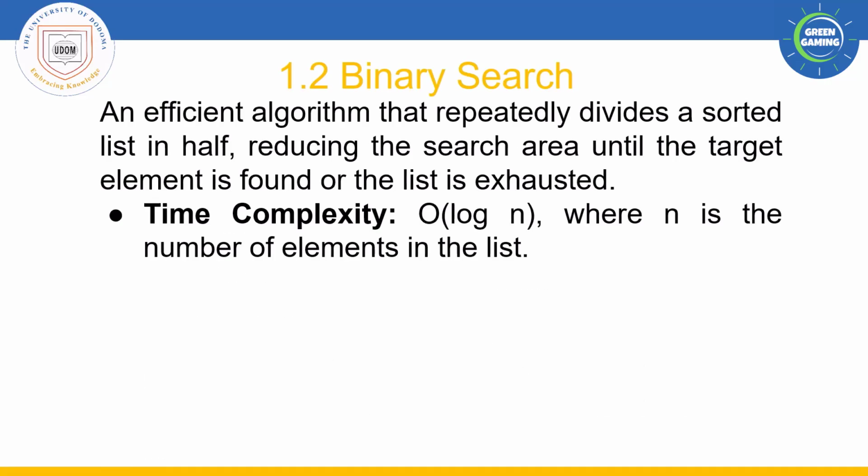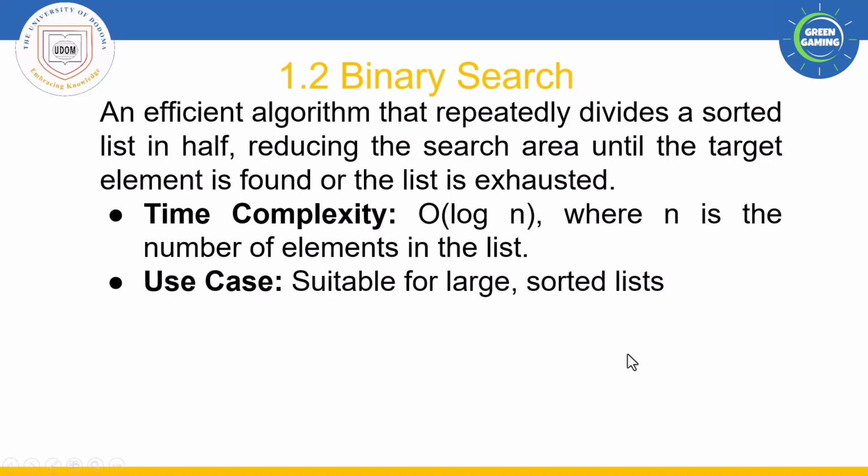Okay, we also have binary search. Binary search is an efficient algorithm that repeatedly divides a sorted list in half, reducing the search area until a target element is found or the list is exhausted. The time complexity is O(log n), where n is the number of elements in the list. This means that the size of our list might grow largely, but the time will grow slowly. So that is its time complexity.